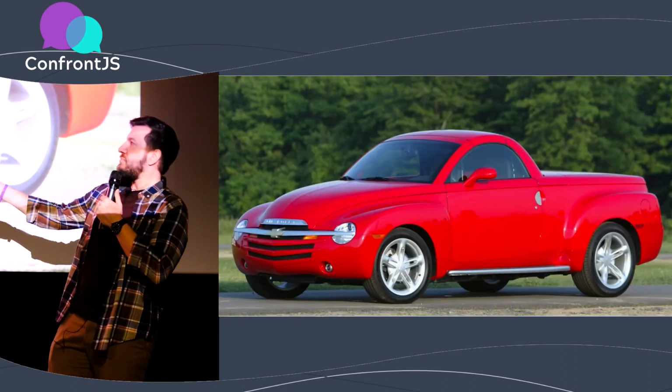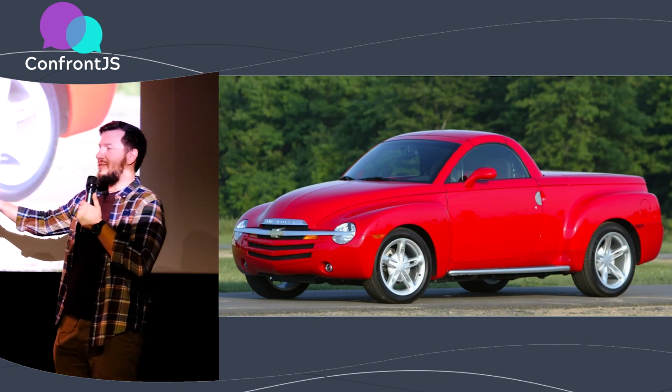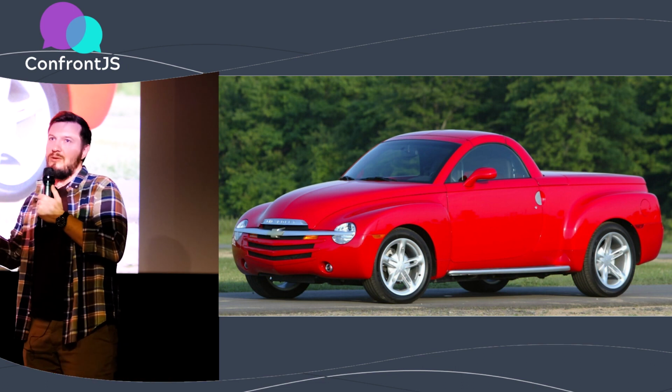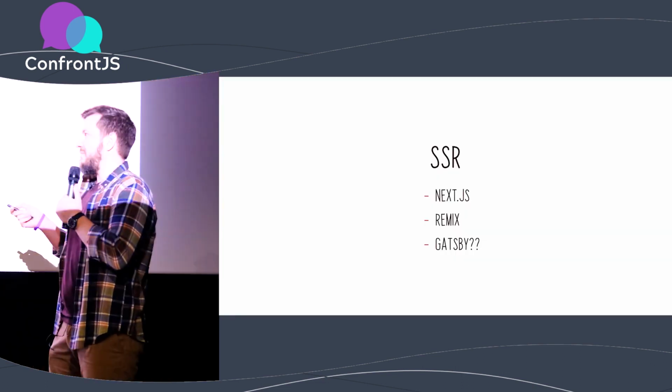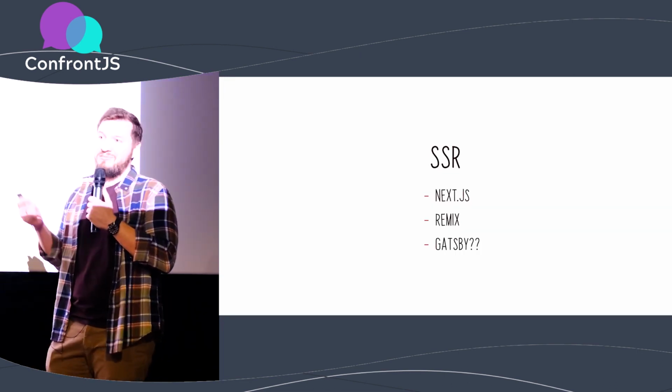And of course, what is that? It's a Chevy, it's a Chevrolet, but this is the ugliest car in the world, of course, like all Chevrolets. Sorry. It's the Chevrolet SSR, but in our case, of course, SSR means server-side rendering.